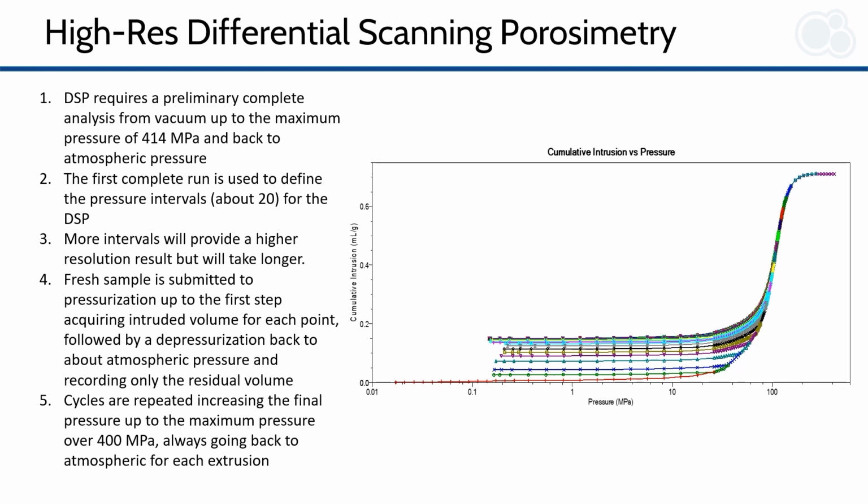Analyzing a fresh test specimen so that mercury has not already been trapped in some of the larger cavities, as is the case with the reverbery method, we collect intrusion data up to the end of the first desired interval, and then extrude in a single step back to atmospheric pressure. The cycle repeats up through the next desired interval and back to atmospheric pressure. The process continues until all intervals have been collected.